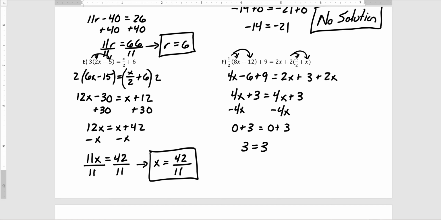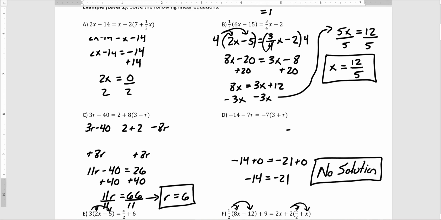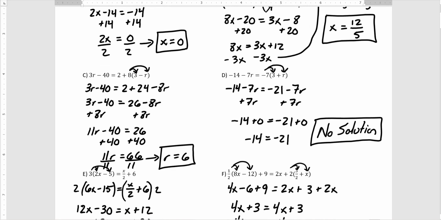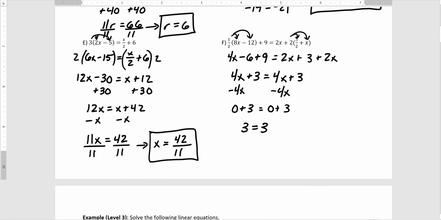All right, so 3 equals 3. Again, true or false statement is what we're asking. 3 does equal 3. This is a true statement. If we have a true statement, what does that mean? That there are infinite solutions, right? So, for letter F, we just write infinite solutions.